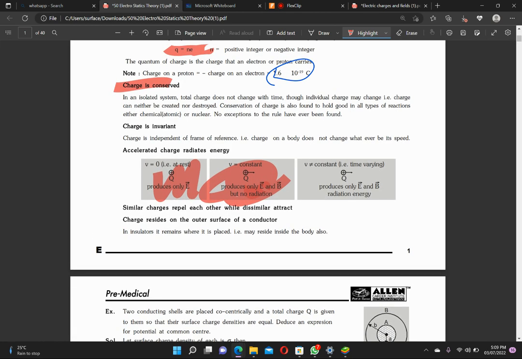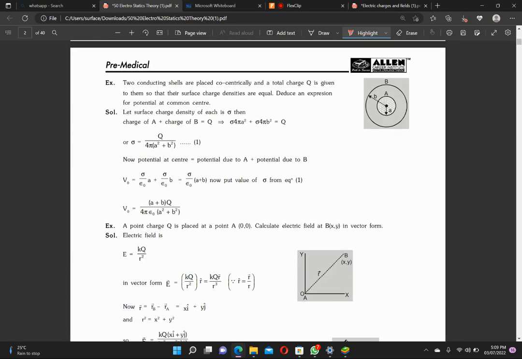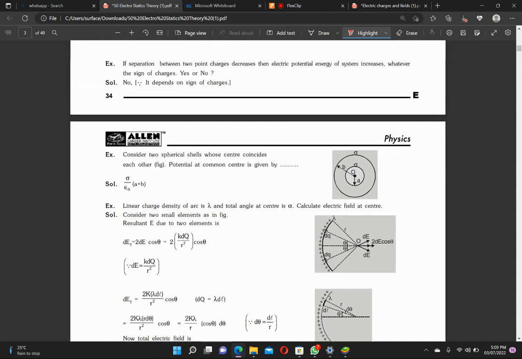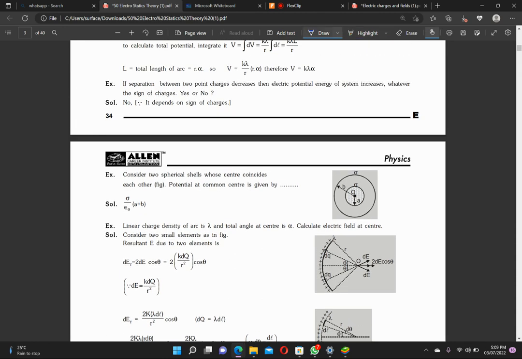Okay, so this is the thing you need to remember. Now, similar charges repel. We know similar charges repel. Nothing to learn about that. Now, next, these are the questions. We can do questions later. So just remember, just see this question once. It's very simple.